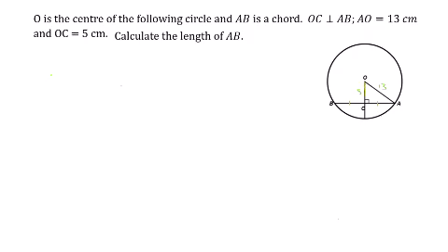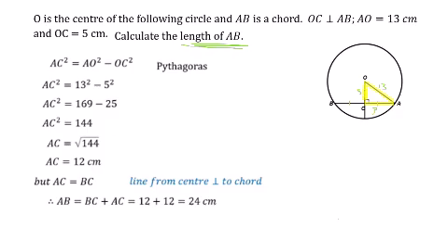You can see this is the triangle, a right angle triangle. A right angle triangle means that we can apply the Pythagoras theorem to calculate the unknown side. So the unknown side in this case is this side AC. If we know the value of AC, then AC plus the value of CB will give you the total length of AB. Now let's try this question.